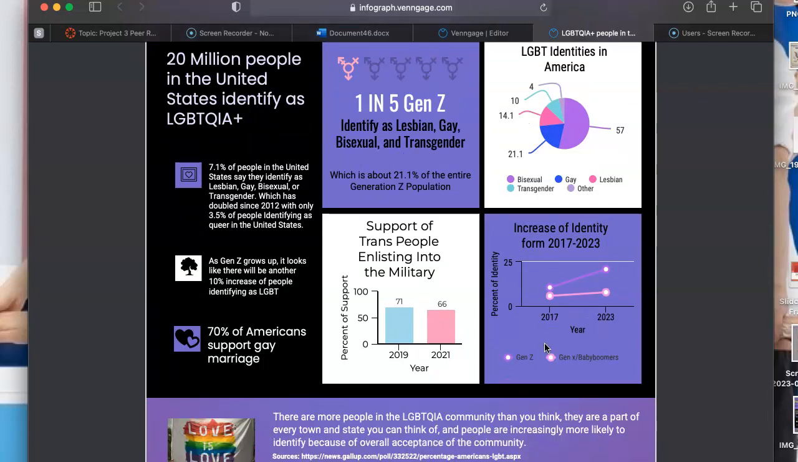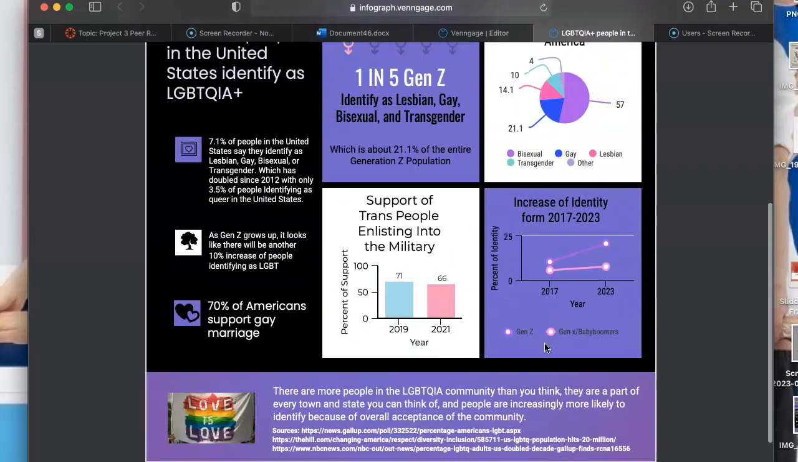Overall, these are some of the design elements I used to enhance my infographic to create more awareness on LGBTQ individuals.